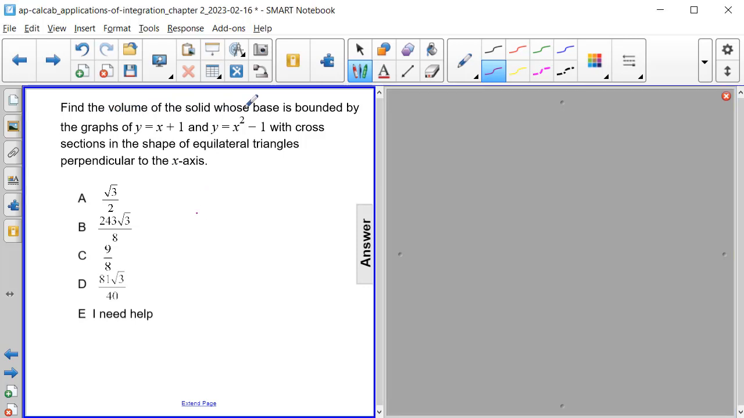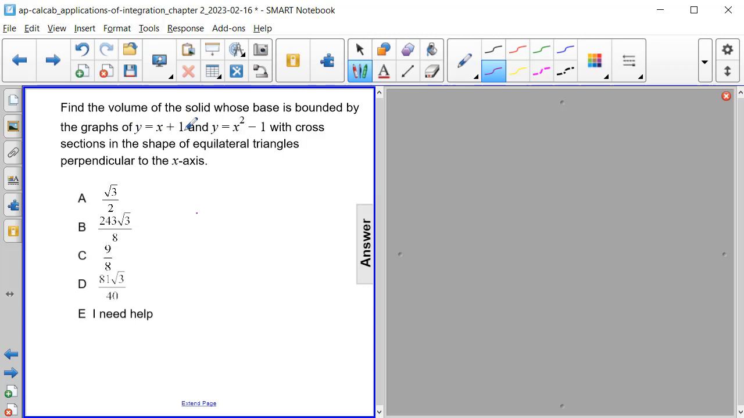Find the volume of the solid whose base is bounded by the graphs of y is equal to x plus 1 and y is equal to x squared minus 1, with cross-sections in the shape of equilateral triangles that are perpendicular to the x-axis. Well, in order to get started, let's start by drawing a graph of y equals x plus 1 and y equals x squared minus 1.